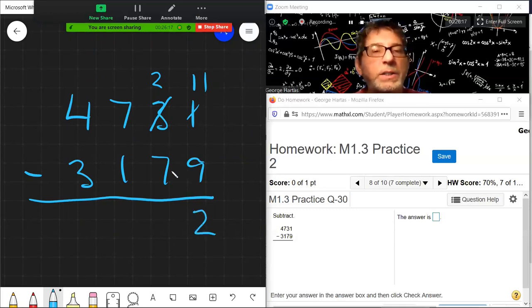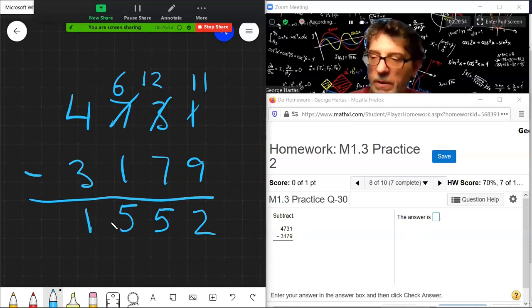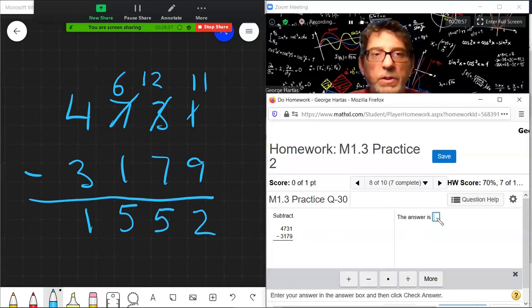And then we have 2 minus 7. Well, 2 is too small for 7. So we got to borrow from this 7 over here. We slash the 7 out, and the 7 becomes a 6 because we're going to borrow 1. The one that we borrowed comes in front of the 2, and this now becomes a 12. 12 minus 7 is 5. And then we continue in the hundreds place. 6 minus 1 is 5. And then 4 minus 3 is 1. So our answer is 1552.